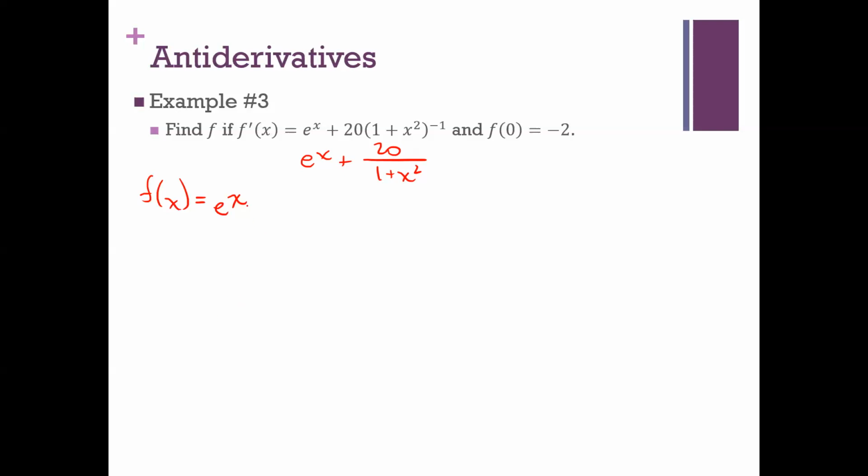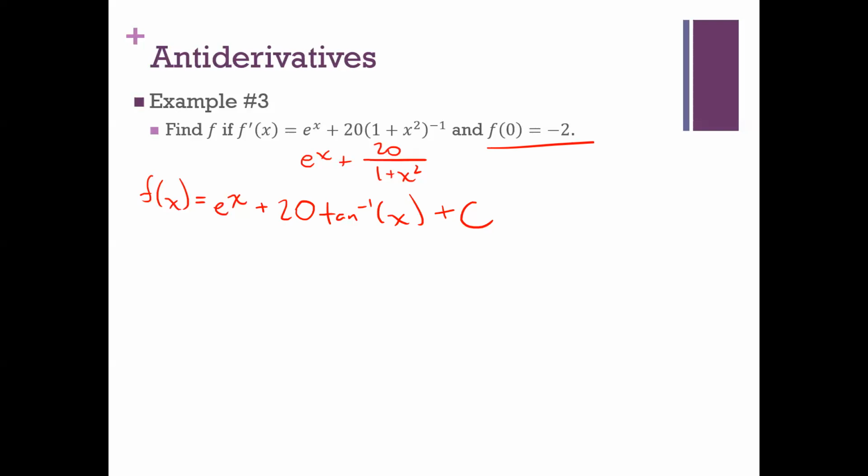So the antiderivative of 20 over 1 plus x squared is what? 20 inverse tangent of x. All right. Is that a good antiderivative? We'll also need the plus C. Yeah. But here's the thing. I have enough information to get from the infinite number of antiderivatives this could be and boil it down to one.